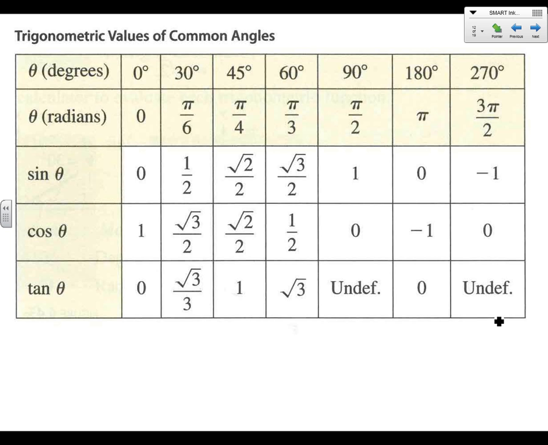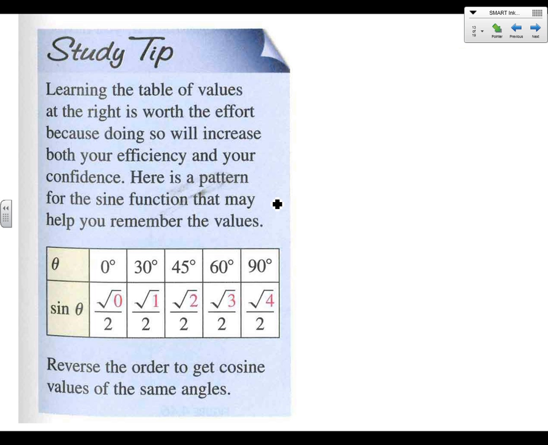All right, so there is a chart in here in your book. You can go back and reference it if you need to, but it does have all of your values for 0, 30, 45, 60, 90, and then the rest of the cardinals, 180 and 270. This is worth remembering that the sine of 30 is 1/2, and then it goes up. And so there's also a little cheat sheet in your book.